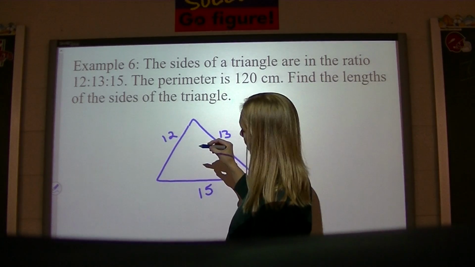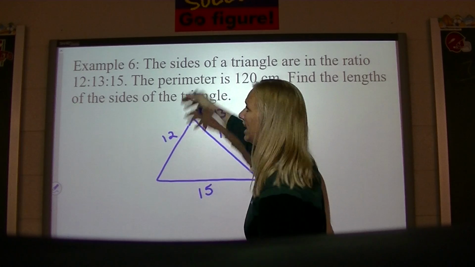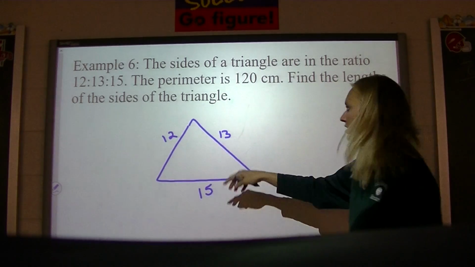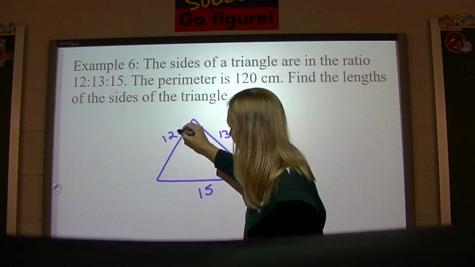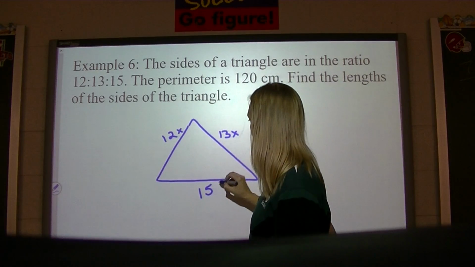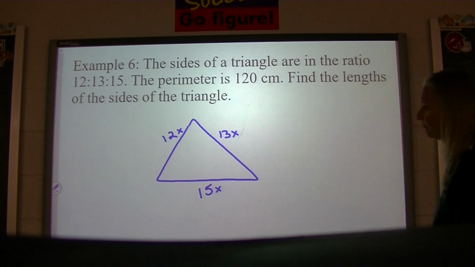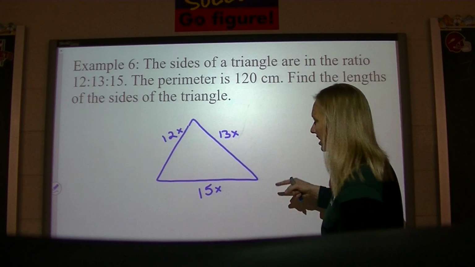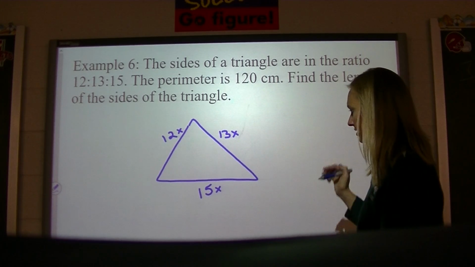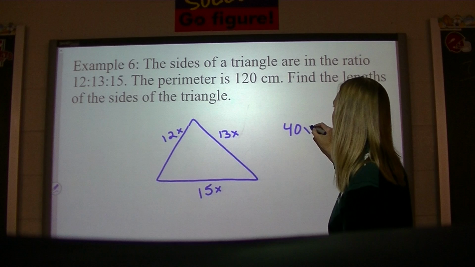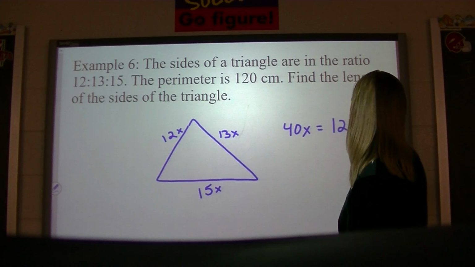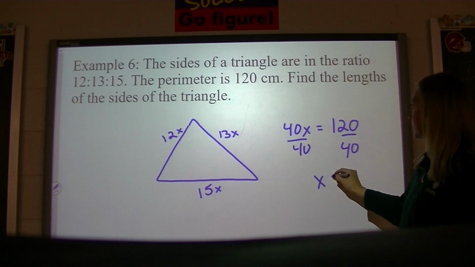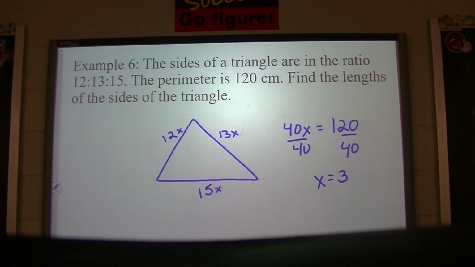But I know that this side has to be 12 times whatever. This side has to be 13 times whatever, and this one has to be 15 times whatever. So I'm going to label this as 12x, 13x, 15x. Now, again, using our definition of perimeter, add all the sides. 12x plus 13x is 25x plus 15x is 40x equals 120. Divide by 40. x equals 3. Boom, done, right?